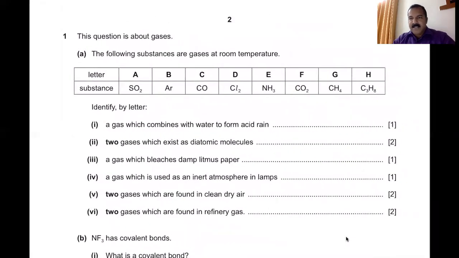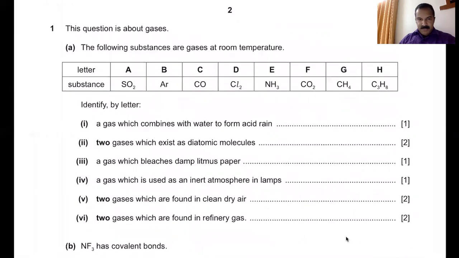In IGCSE, you have 1 minute for a question having the weightage of 1 mark. So 1 minute, 1 mark. That is the idea in IGCSE. That is the expected time management.